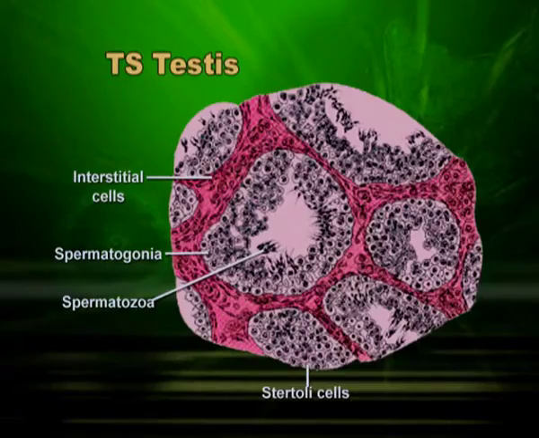Now, this slide shows TS of testis, and as we know, in the testis we find tubules, seminiferous tubules, and there are thousands of them in one testis. In this diagram you can see seminiferous tubules having outlines. You can see germ cells, Leydig cells, Sertoli cells, and each cell has different role to play.